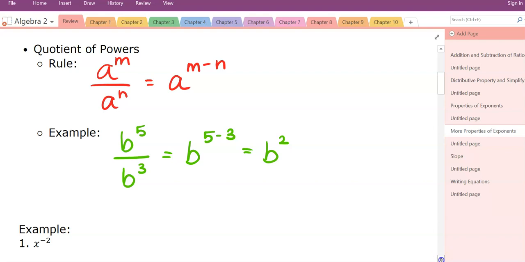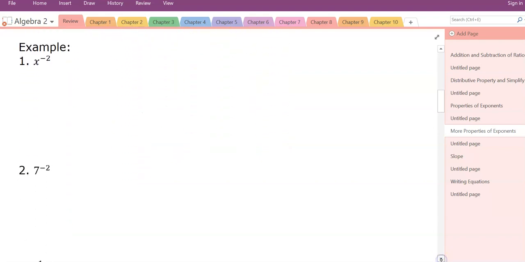So let's spend some time looking at the negative exponent property. If something is a negative exponent like this first one, go ahead and just rewrite it as a fraction, so 1 over x squared. We do the same thing with number 2, 1 over 7 squared, but because it's a number, we can evaluate 7 squared and replace that with a 49.